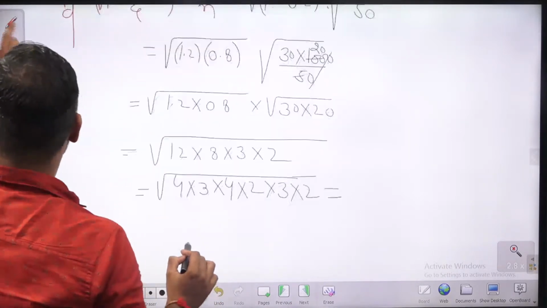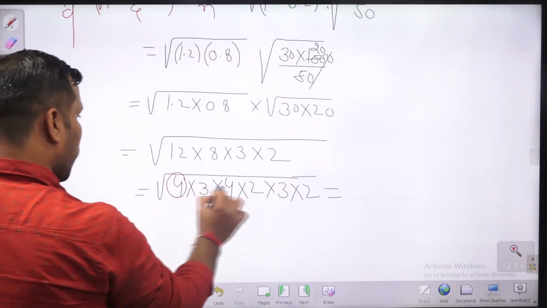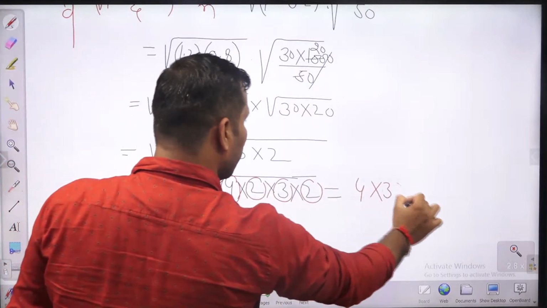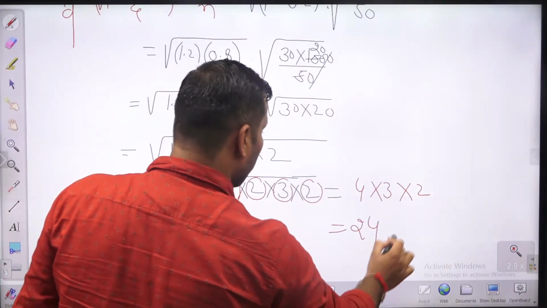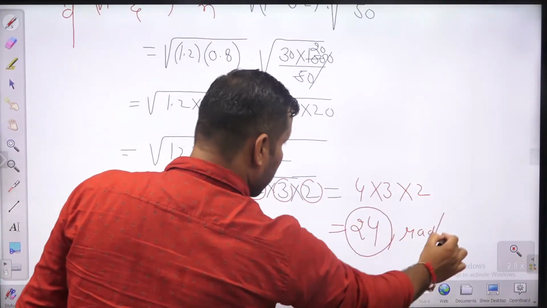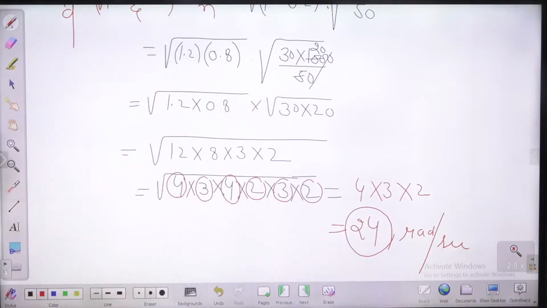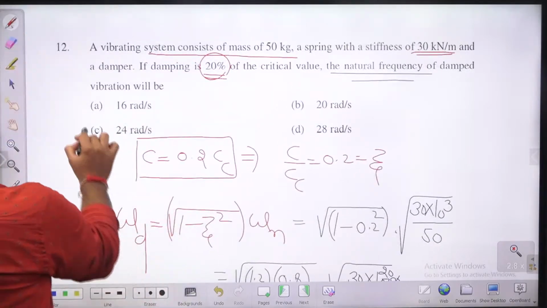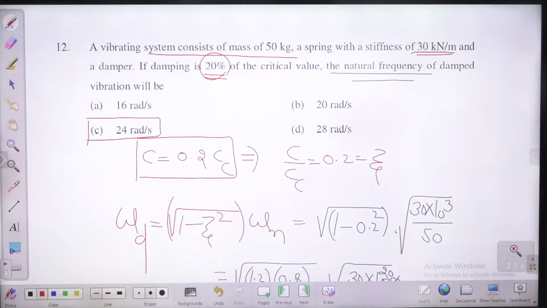Okay. So further, if you solve this, what is this? This is 4 square, this is 3 square, this is 2 square. So you will get 4 into 3 into 2. So the answer will be 24 radian per second. Okay, so for this question, the answer will be 24 radian per second. Option C is the right answer. Please check the damped natural frequency.